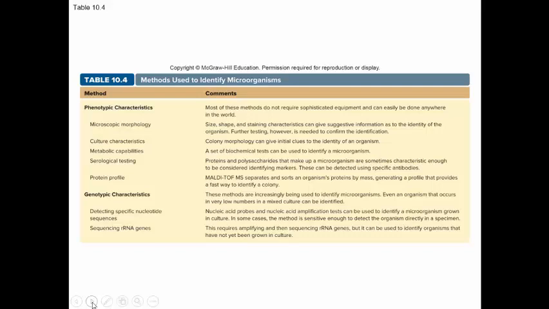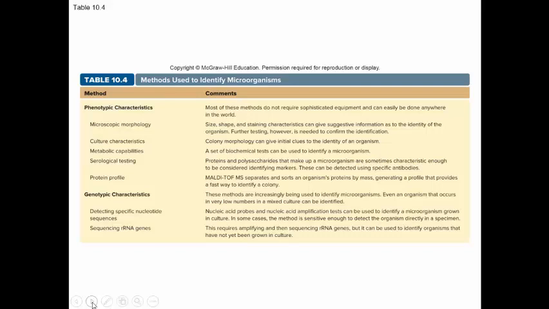Phenotype includes their morphology that you can see under a microscope. How are you culturing them? What are their biochemical capabilities that you would see in biochemical tests? Perhaps you use serological testing, okay? Certain antibodies will react to them. Maybe they make certain proteins that you'll be able to get generated on a certain type of analysis tool, such as MALDI-TOF mass spectrometry. But we'll go on to that.